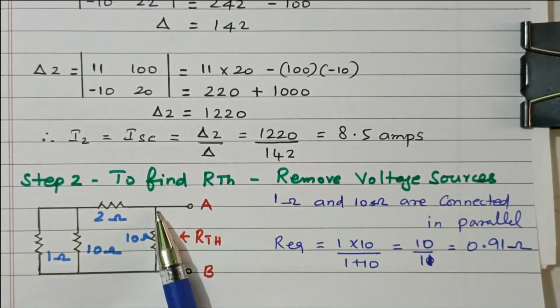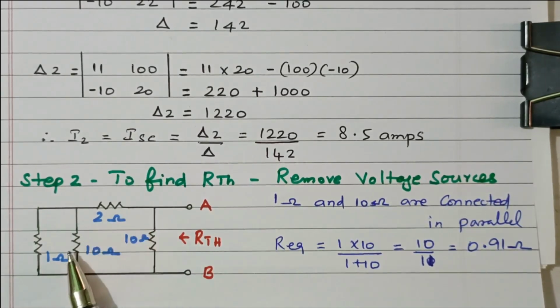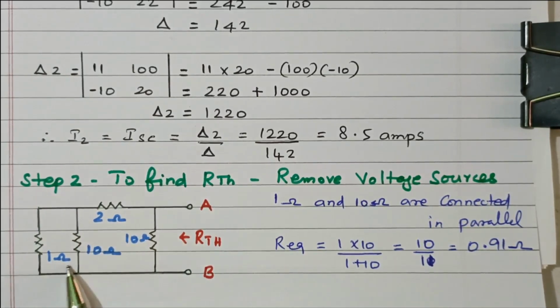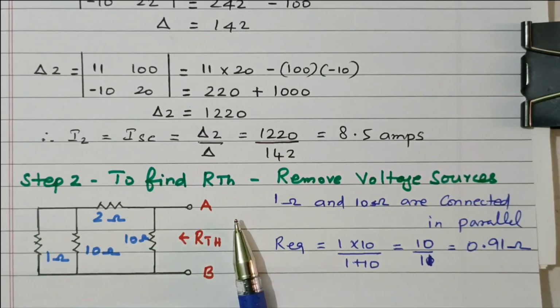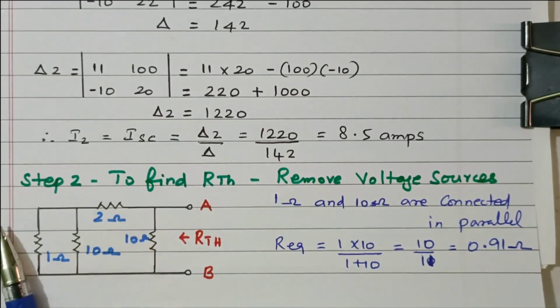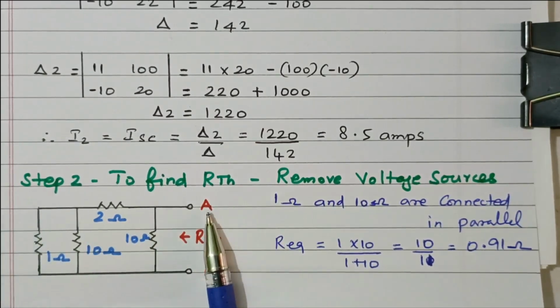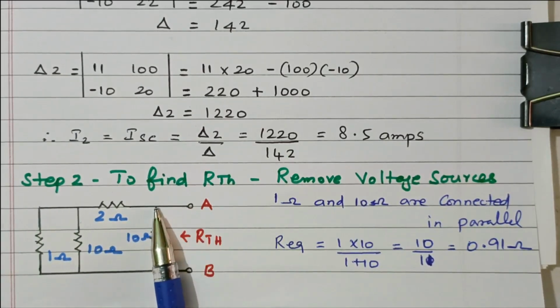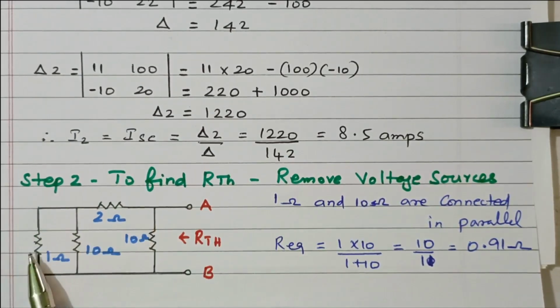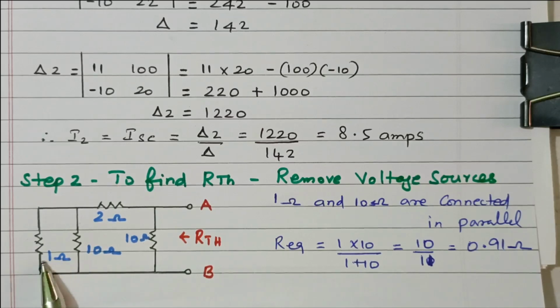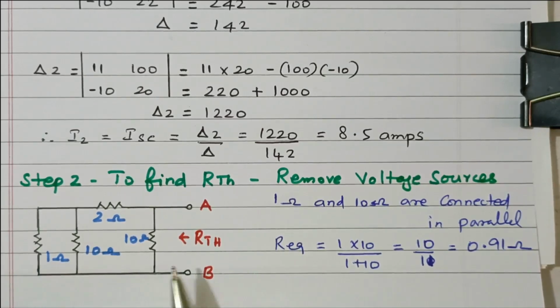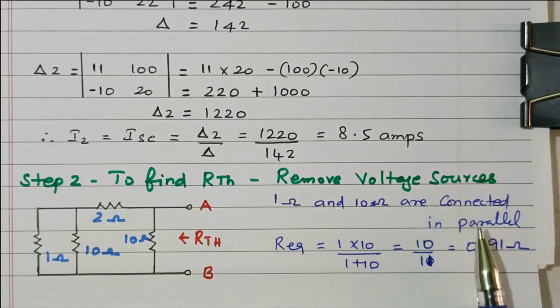So see this, at this point the current is divided, right? Here also again the current is divided. So 1 ohm and 10 ohm are connected in parallel. We need to refer to the resistance from this side onwards, not from this side, right? The current is flowing here, so it is divided here, and again it is divided, so the 1 ohm and 10 ohm are connected in parallel.